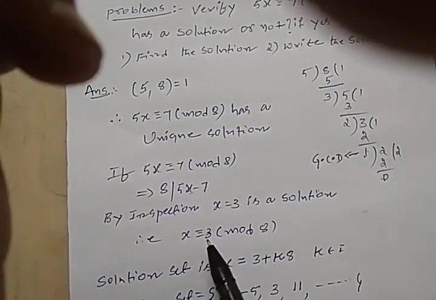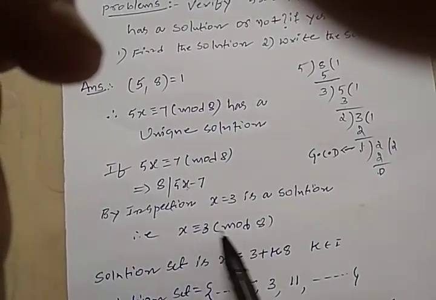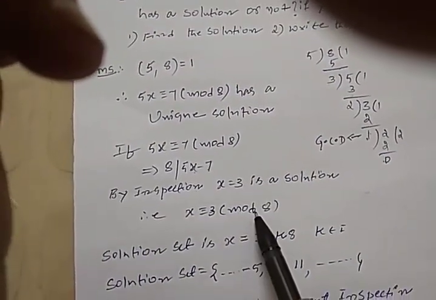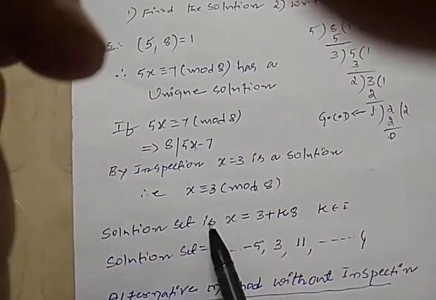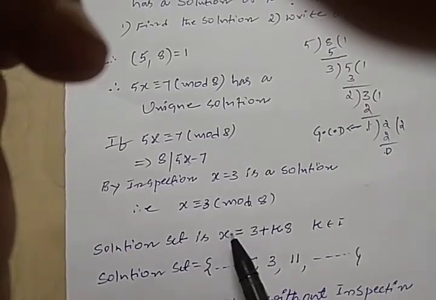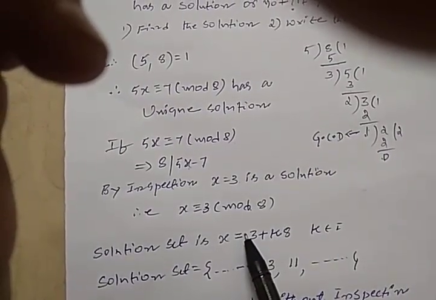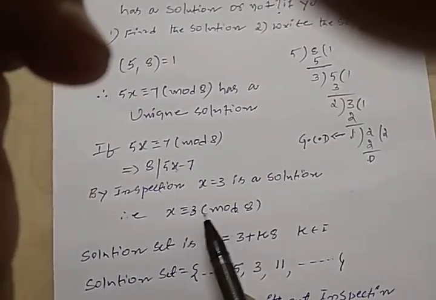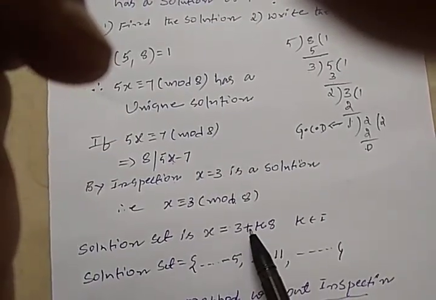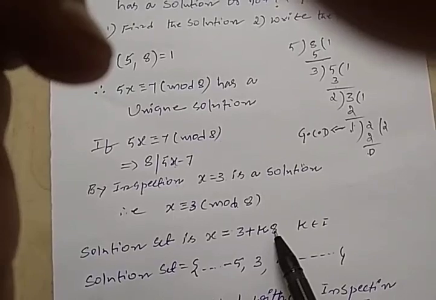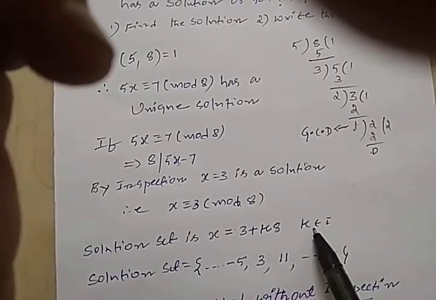Therefore, the solution can be written in the form x is congruent to 3 mod 8. Now let us write the solution set. The solution set is of the form x equals 3 plus k times 8, where within mod 8, 3 is the solution. 8 is the mod value, and k is an integer.